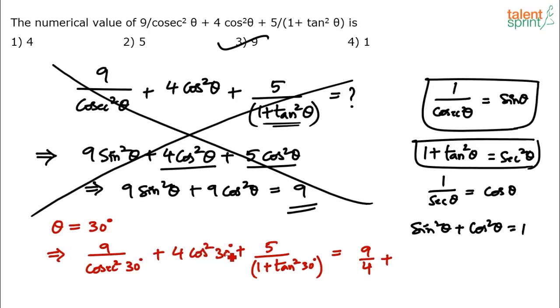Cos 30 is root 3 by 2. So cos square 30 will be root 3 by 2 whole square, which is like 3 by 4. So 4 into 3 by 4.